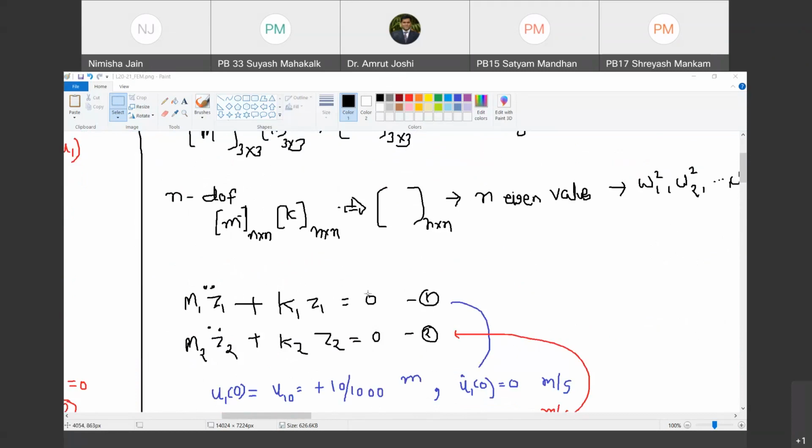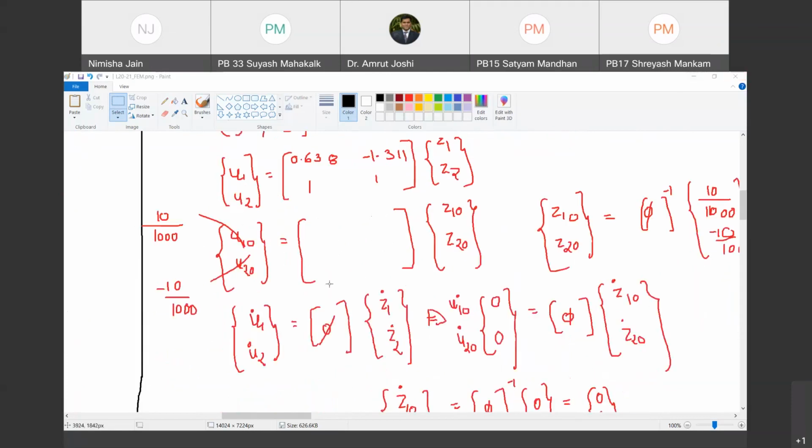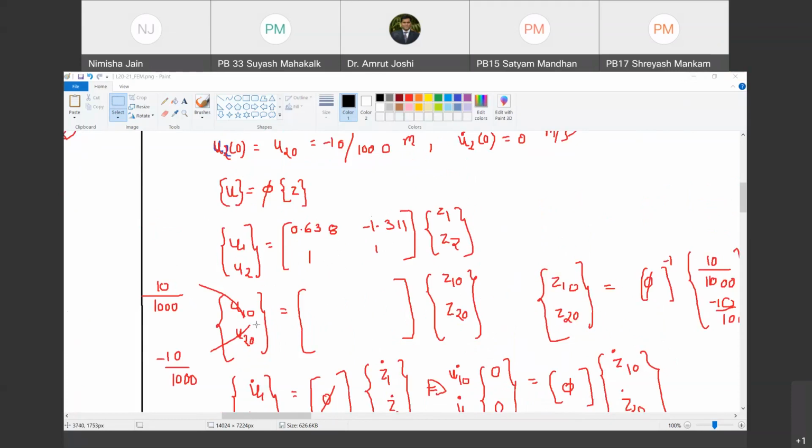We arrange the eigenvectors in column wise fashion, one after the other. So for lowest eigenvalue, this is the eigenvector. Then for next eigenvalue, this is the another eigenvector. These two eigenvectors were arranged one besides the other to form a matrix called as transformation matrix phi. Are you with me, Satyam? Yes, sir. Okay.